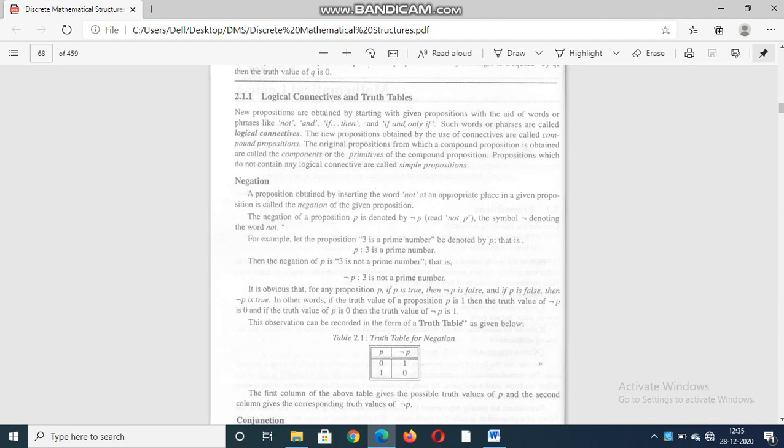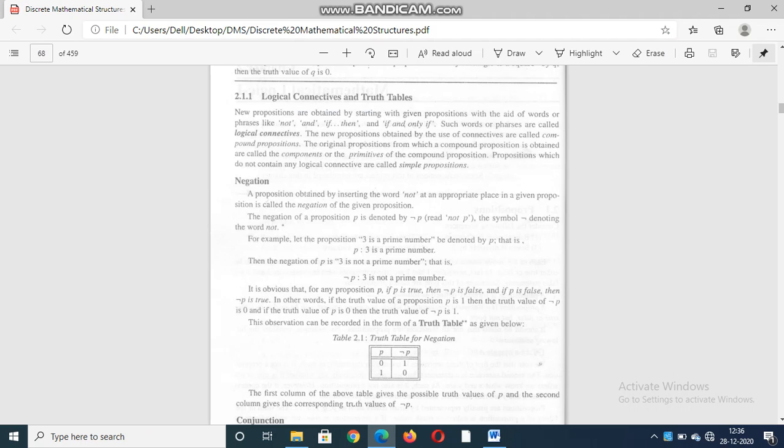So today we are going to discuss logical connectives and truth tables. Here we are going to discuss negation, disjunction, which is nothing but OR, exclusive disjunction, conditional, and biconditional. These things we are going to discuss in logical connectives and truth tables.